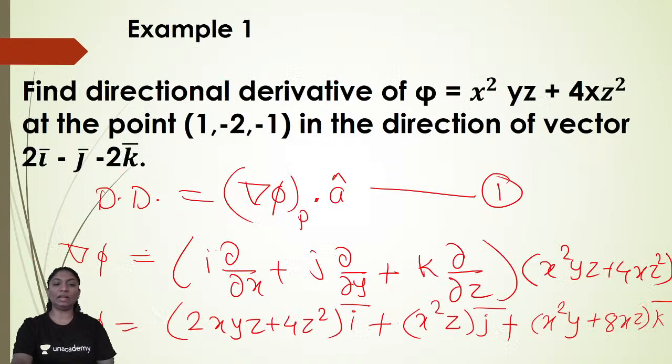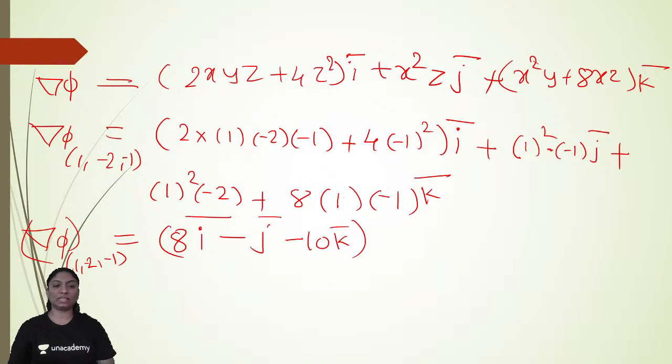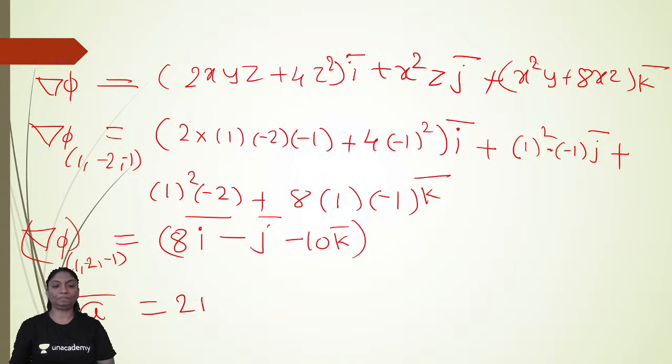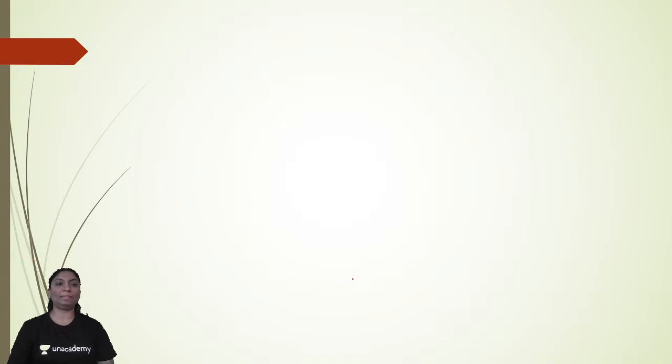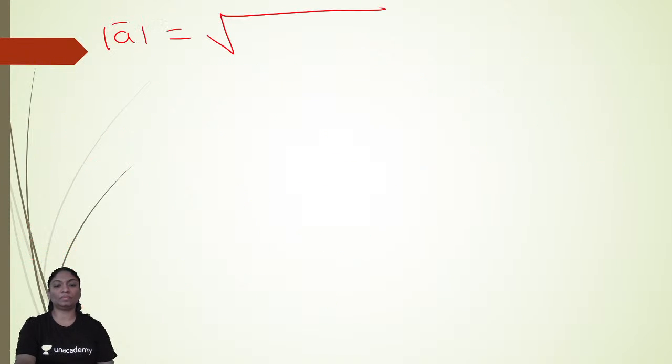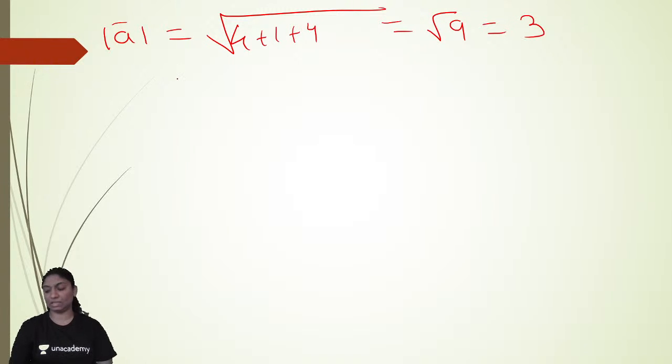Now we will calculate. Your vector a bar is directly given. Your a bar is equal to 2 i bar minus j bar minus 2 k bar. Now we will calculate mod of a bar, which is equal to square root of 4 plus 1 plus 4, root 9, that is 3. Mod of a bar is equal to 3.